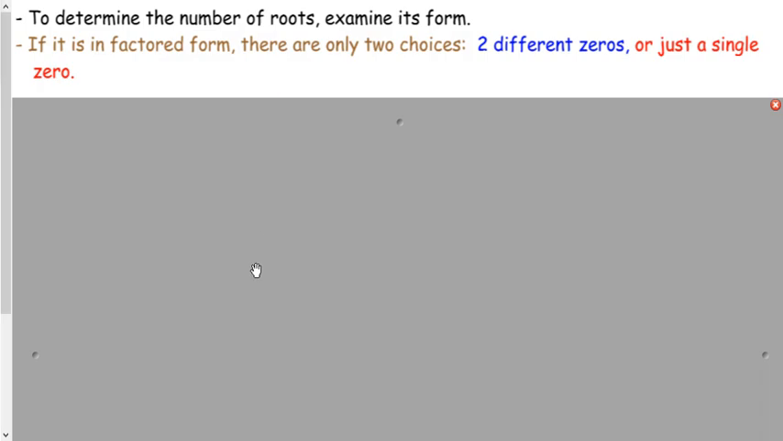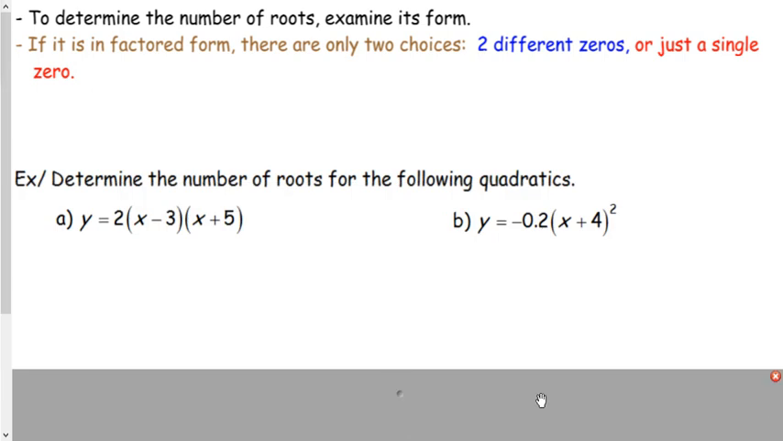Okay, so if we're going to determine the number of roots, there's actually kind of a nice little formula that's going to help us do it. First of all, though, if it's in factored form, this is what we focused on in our previous lesson. If it's in factored form, there's going to be two different zeros. Or there could just be a single one that happens to show up twice. So here are two situations, right?